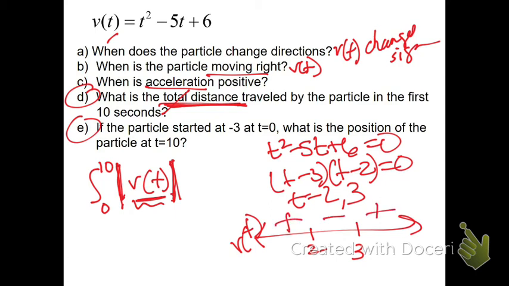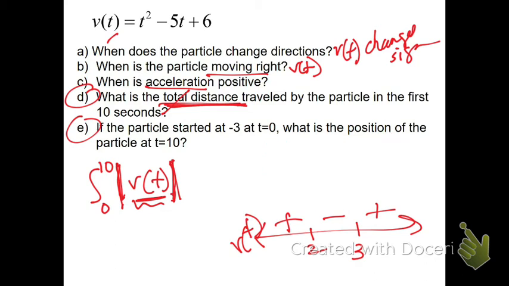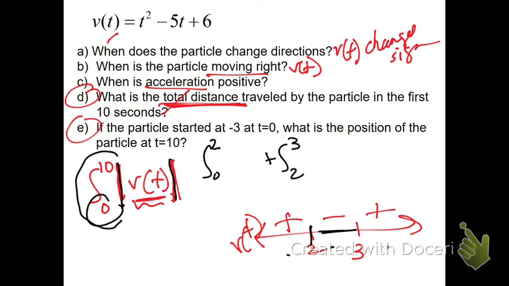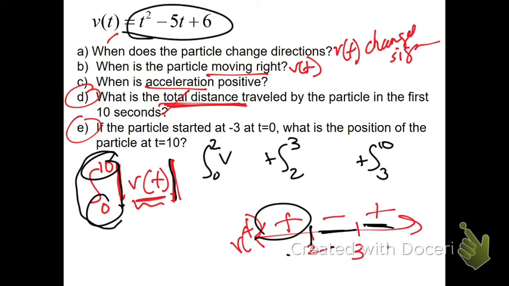So how do we handle that? What we do now is we're going to get rid of these absolute value bars by separating this into the different sections. We're going to go from 0 to 2. Then we're going to go from 2 to 3. And then we're going to go from 3 to 10. Anywhere the velocity was positive, I'll leave it the same equation that you see here. You can get away with writing v of t, but you're going to actually have to integrate.